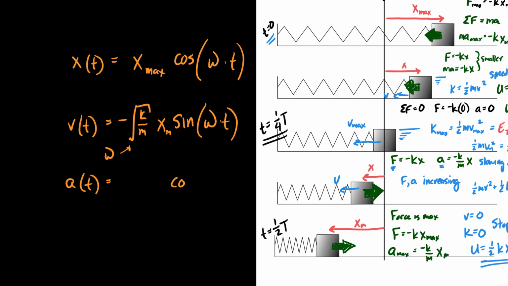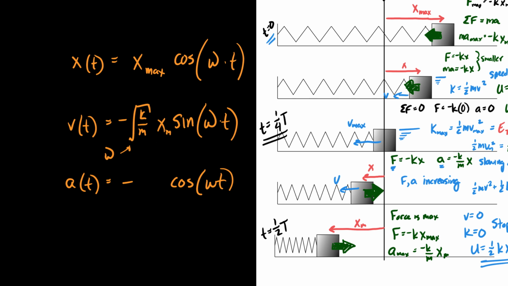Must also be cosine. And it's got to be the same omega because the peaks are all at the same place. So the thing that controls the period has to be the same. But it looks like every time the displacement's positive, the acceleration's negative. Do you guys see that part okay? So that suggests there's a negative sign out front.